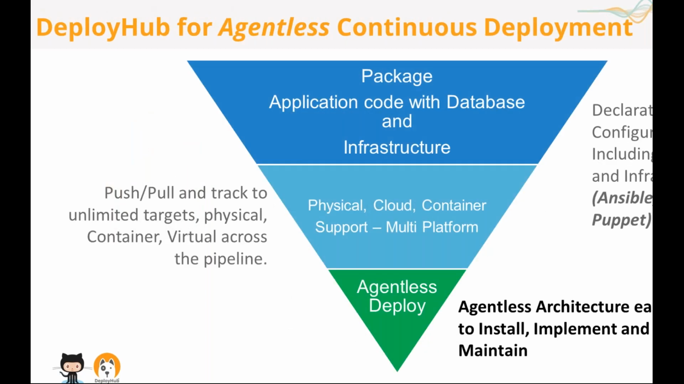So since some of you may not know what DeployHub is, it's an agentless continuous deployment solution. It has an open source base to it that can do what we just talked about. Why it's important is because it allows developers to declare their configurations of their application package, including database and infrastructure. And it also allows the application package to be pushed or pulled, so you can have a push methodology as you would in a continuous delivery, or an on-demand pull if you chose to do that. And it can track to any kind of target, physical, containers, virtual.